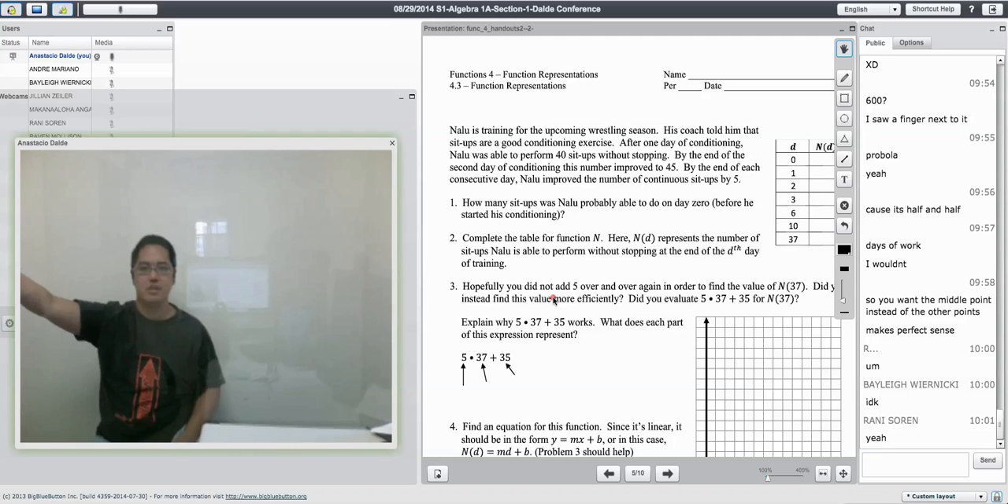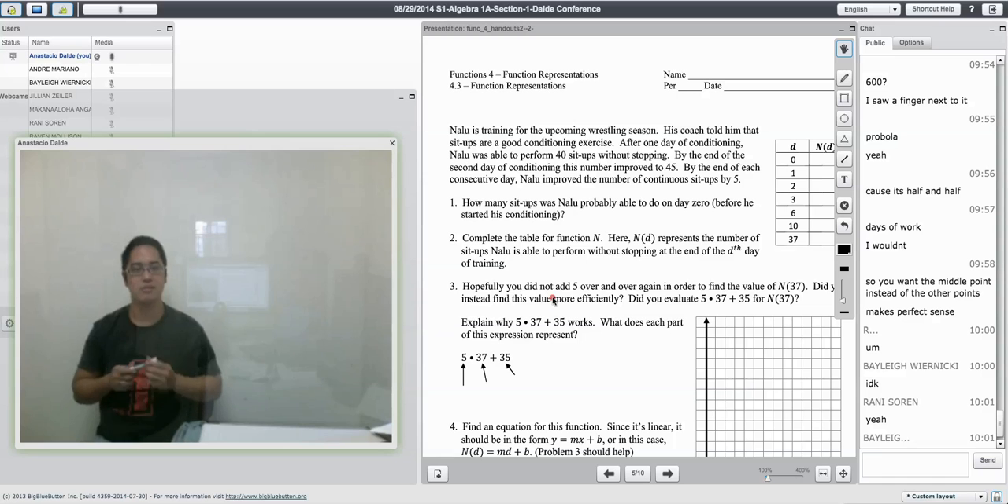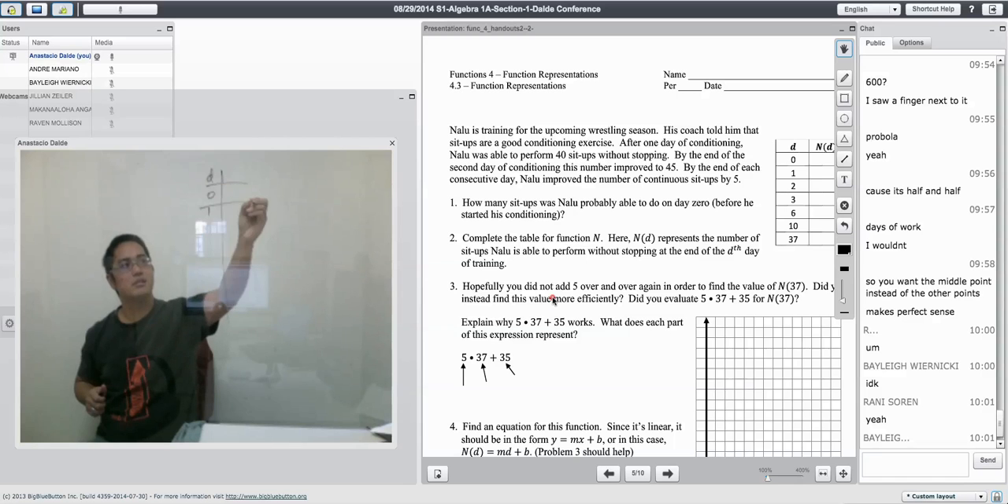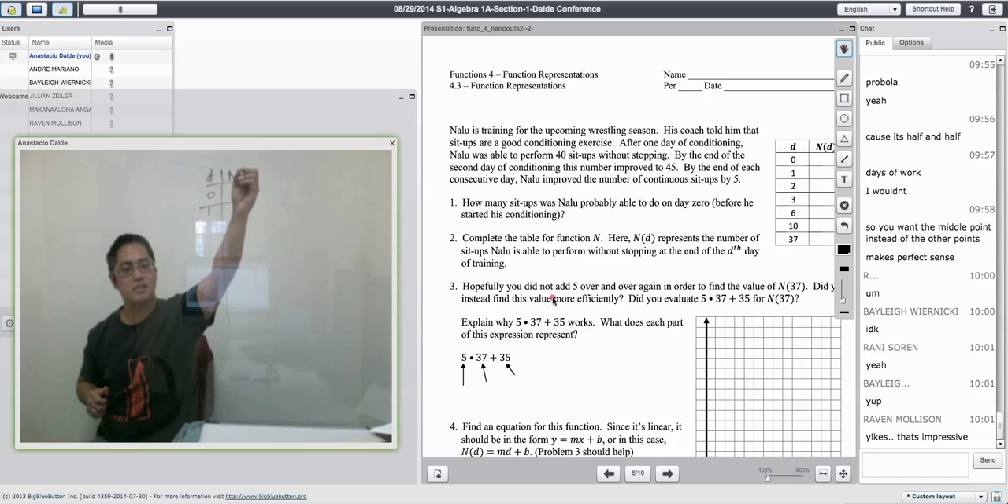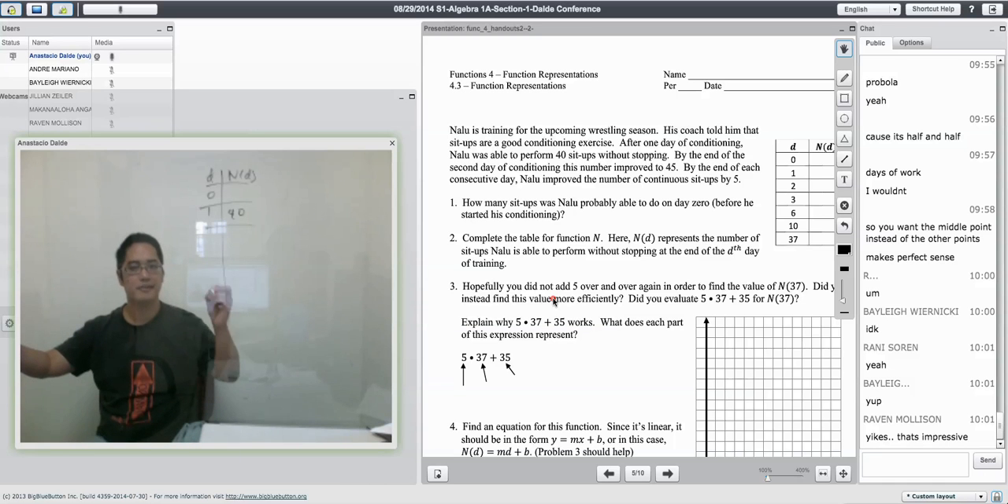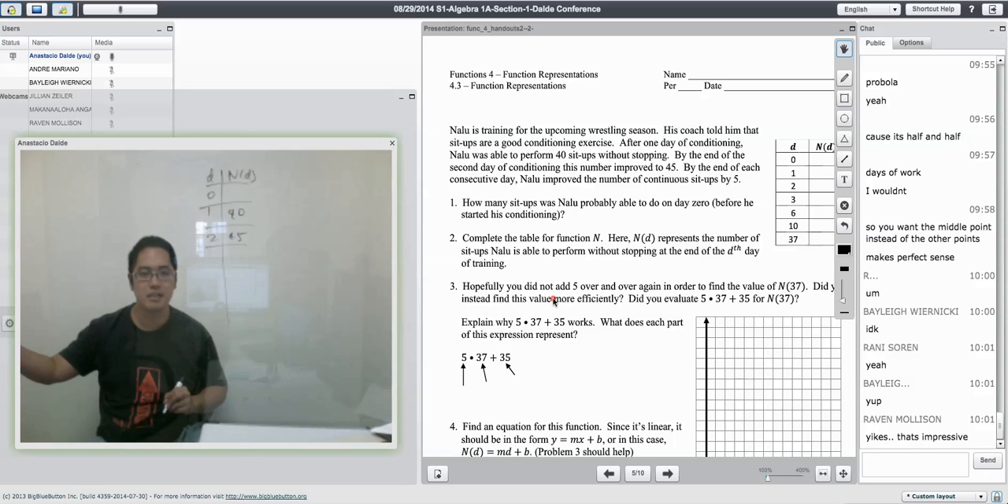Alright, cool. Nalu was training for an upcoming wrestling season. His coach told him sit-ups are a good conditioning exercise. After 1 day of conditioning, Nalu was able to perform 40 sit-ups without stopping. So after 1 day, his sit-ups is 40. By the end of the 2nd day, his conditioning improved to 45. By the end of each consecutive day, Nalu was able to improve by 5 sit-ups.